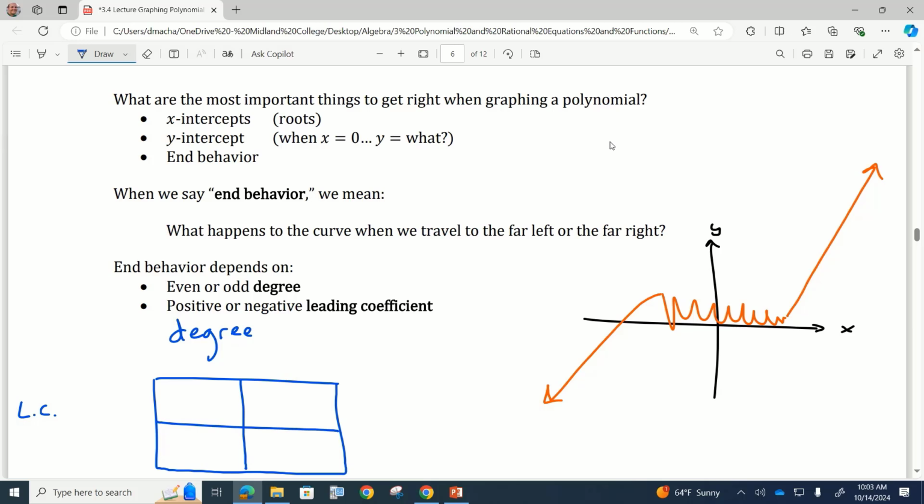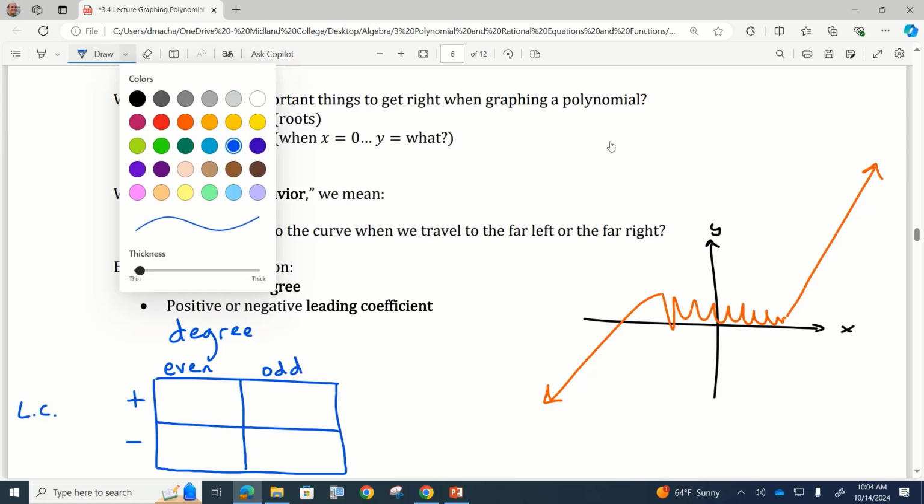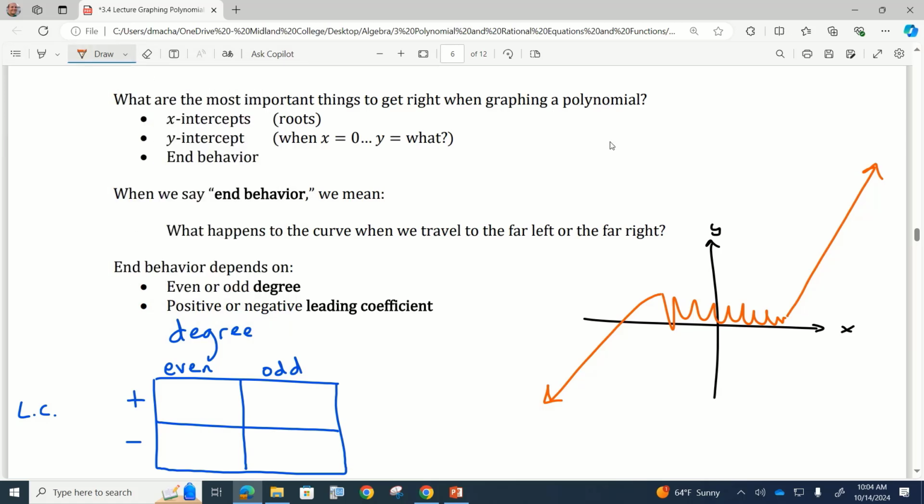I care about whether the degree is an even number or an odd number, and I care about whether the leading coefficient is positive or negative. If the degree is even and the leading coefficient is positive, the end behavior is up on the left and up on the right.